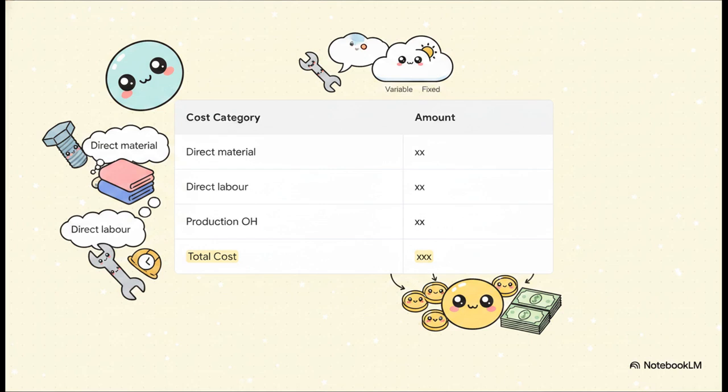Finally, we take all of that hard work and plug it into one beautifully organized production cost budget. We bring in our direct material cost, our direct labor cost, and then we tack on the production overhead, both the variable and fixed parts. Add them all up, and you've got the total cost to produce your goods for that period.